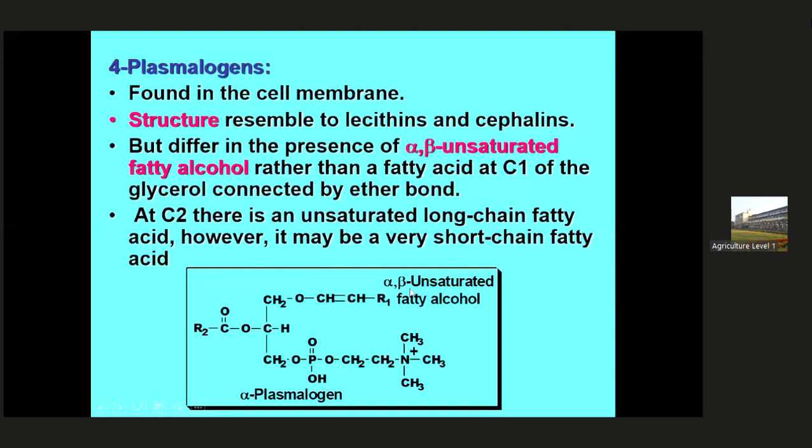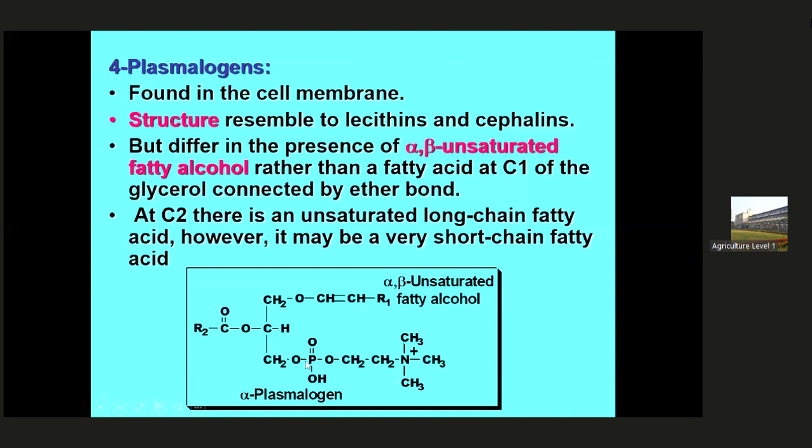So alpha beta means the number 1 and 2, it contains alpha and beta carbon. Between alpha and beta carbon, it contains a double bond. So this is alpha beta, and the double bond makes it unsaturated. And as it is the fatty acid group containing, so it is fatty, and that is not acid, so this is alcohol. So this is alpha beta unsaturated fatty alcohol instead of the saturated fatty acid. The other structure is same.